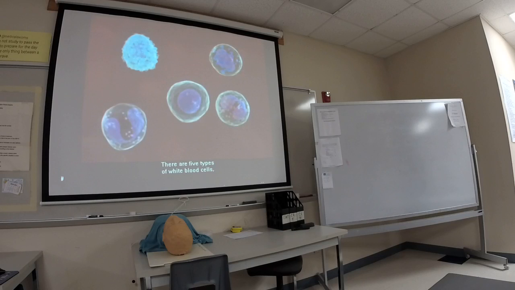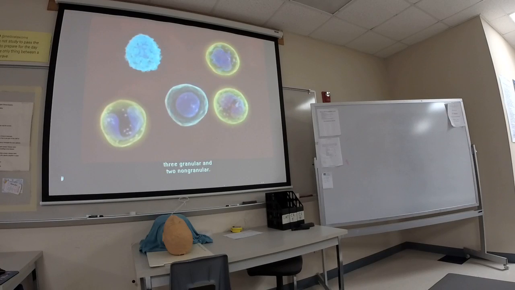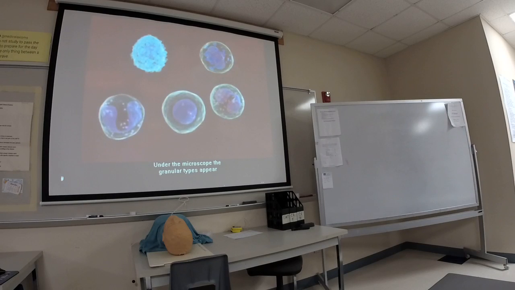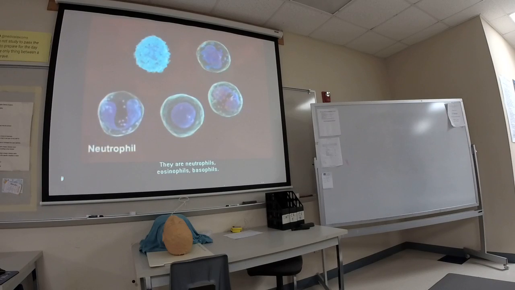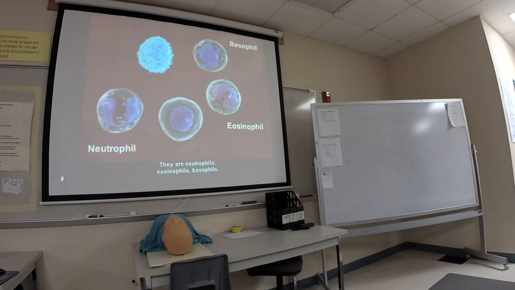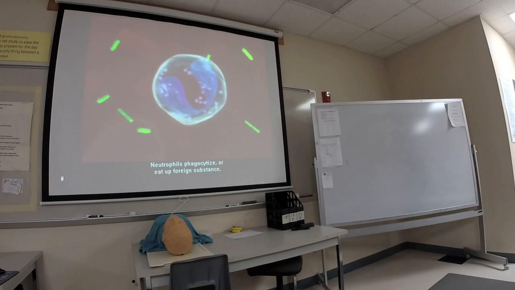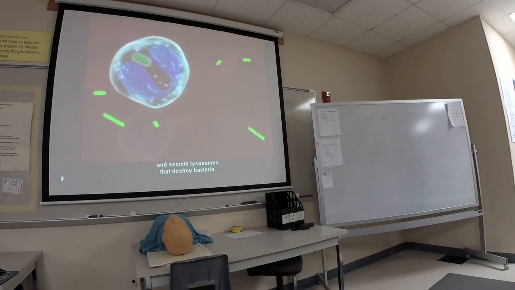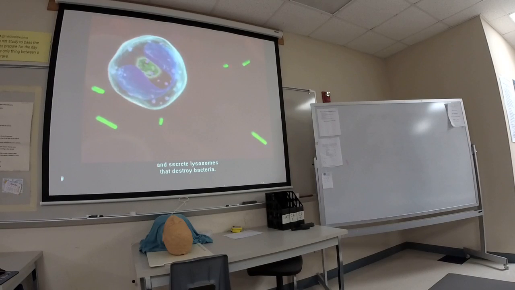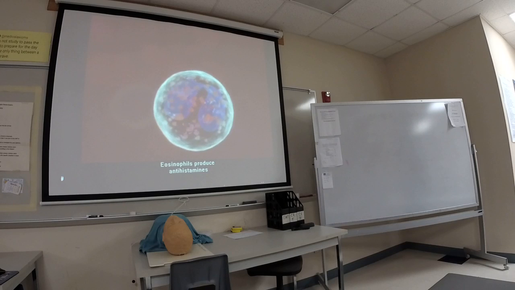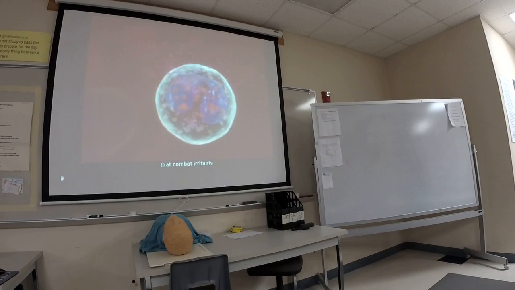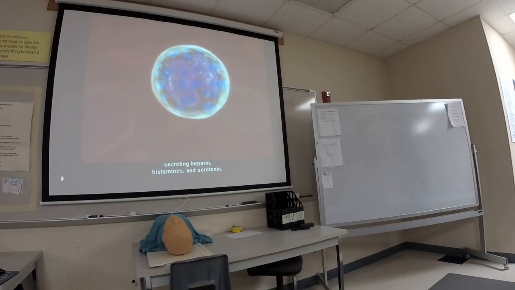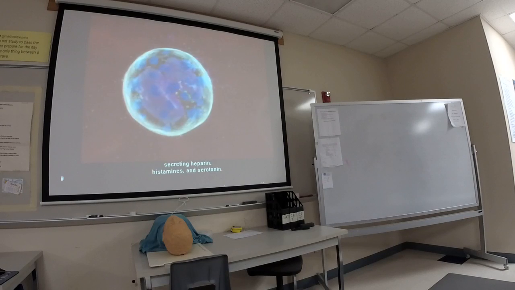There are 5 types of white blood cells, 3 granular and 2 non-granular. Under the microscope, the granular types appear to have grains. They are neutrophils, eosinophils, basophils. Neutrophils phagocytize or eat up foreign substances and secrete lysosomes that destroy bacteria. Eosinophils produce antihistamines that combat irritants. Basophils are also involved in allergic reactions, secreting heparin, histamines, and serotonin.